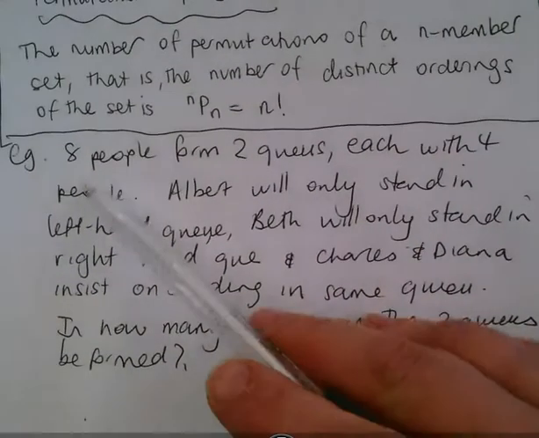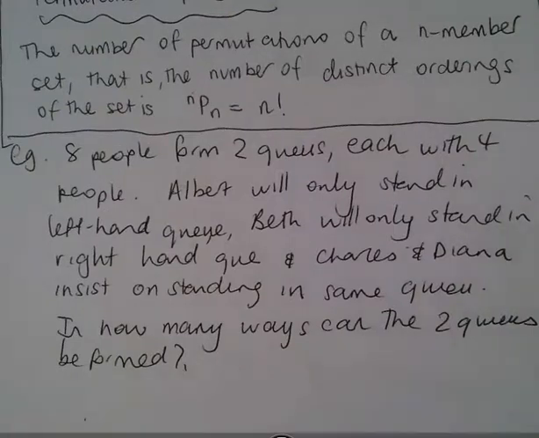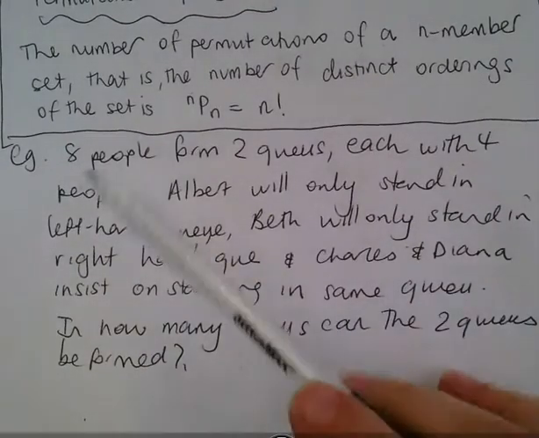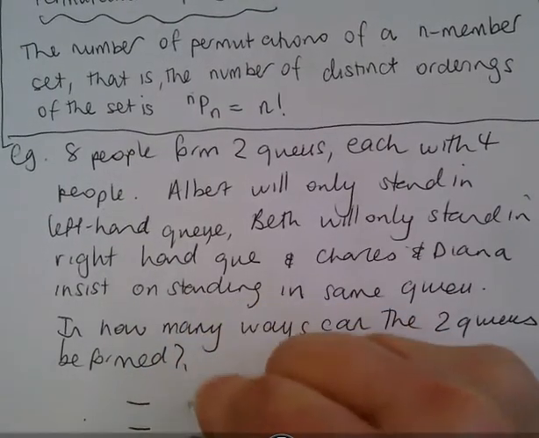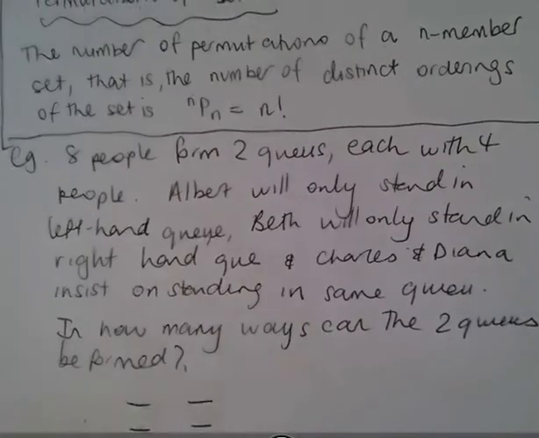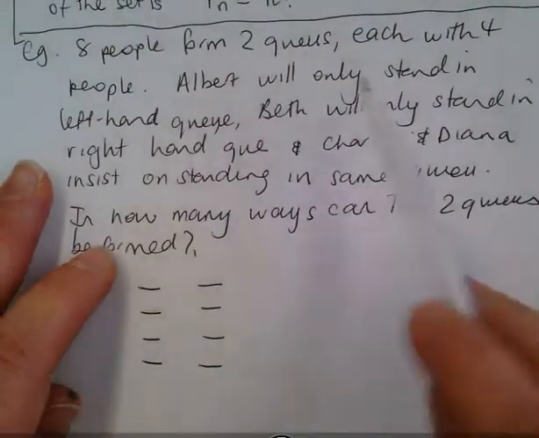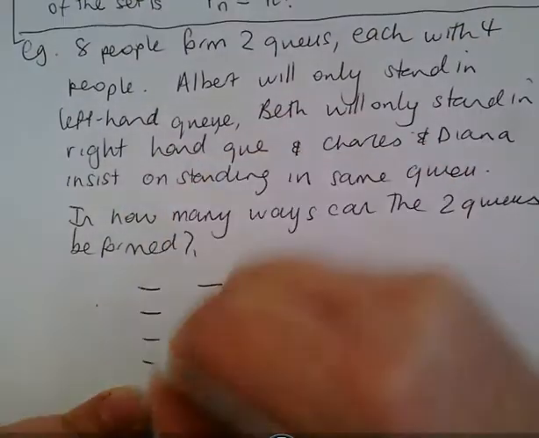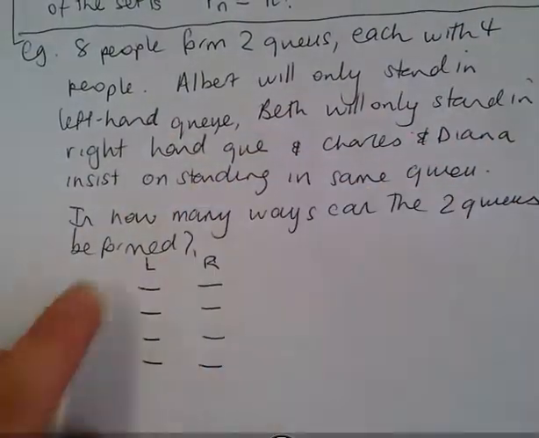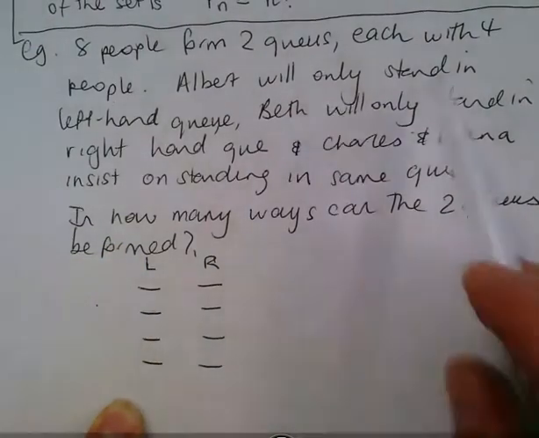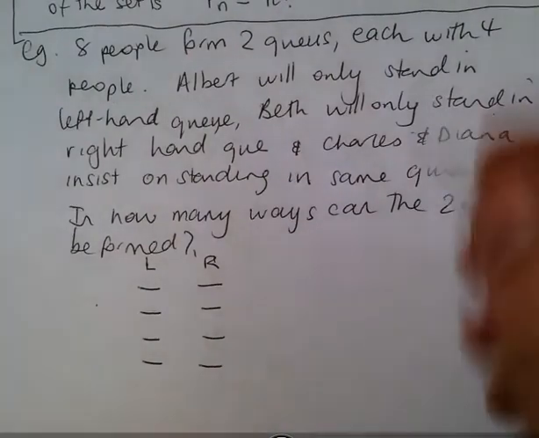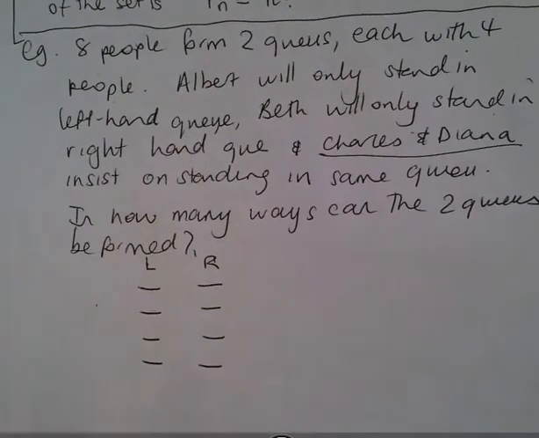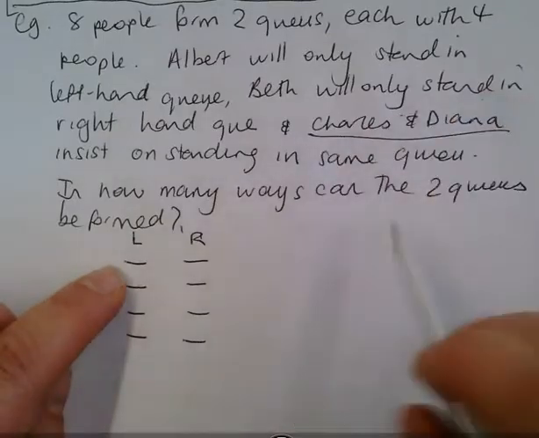Now, just another example. We're going to do some ordering where there are restrictions, okay? Eight people form 2 queues, each with 4 people. I like to draw it like this. They're my 2 queues. Albert will only stand in the left-hand queue, and Beth will only stand in the right-hand queue, so she will only stand in one of those 4 places. And Charles and Diana insist on standing in the same queue. In how many ways can the 2 queues be formed?